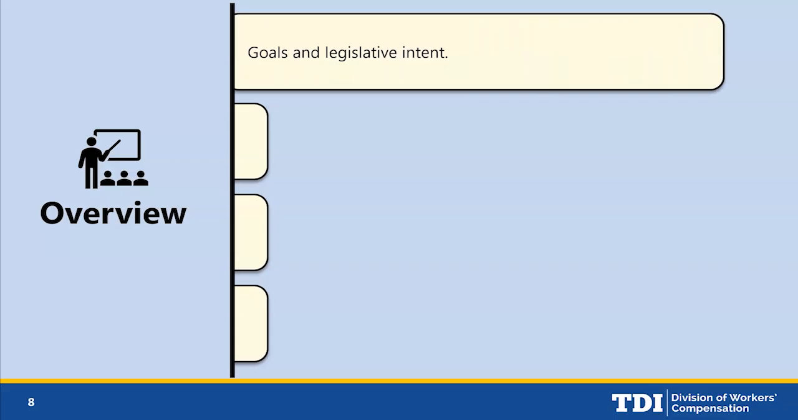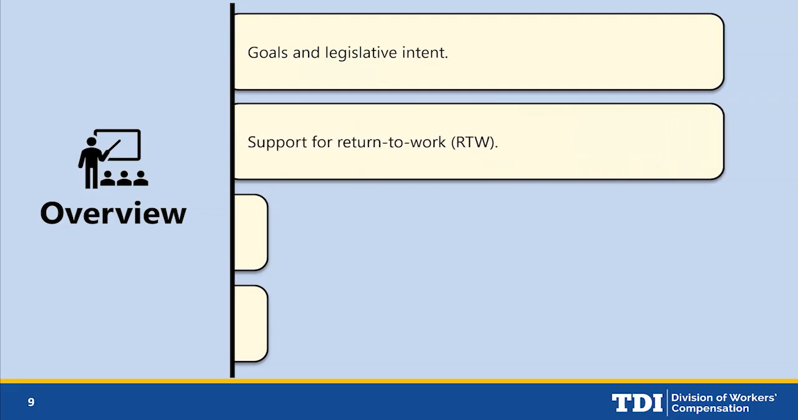So for our overview, we are going to look at the goals and legislative intent. By legislative intent, we're talking about the laws that the Texas legislature have written for Texas and workers' compensation. And what did they intend for us to do with those laws? The DWC writes the rules that coincide with the laws or the act in the Texas Labor Code. So that's going to correspond to our goals. The rules are going to correspond to our goals as they relate to return to work.